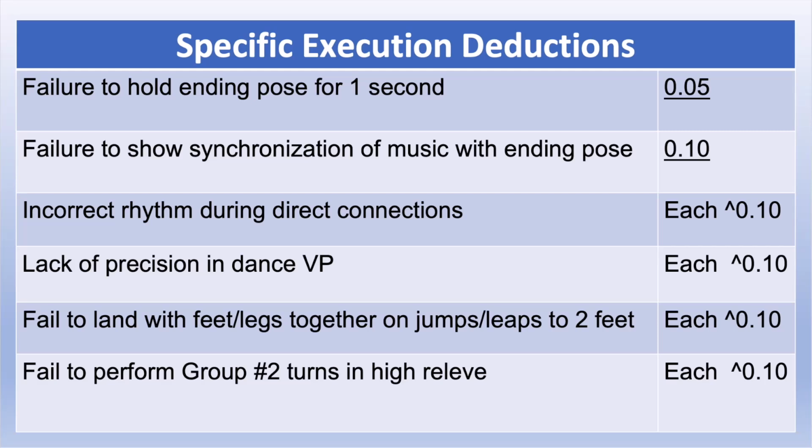Our specific execution deductions, failure to hold the ending pose for 1 full second, failure to show synchronization of music with the ending pose is a 1/10 deduction, incorrect rhythm during connections, up to 1, lack of precision in dance value parts, and you might consider exactness in arm and leg positions in your leaps, jumps, and turns, and exactness of the turns as well. Failure to land with feet and legs together on jumps or leaps to 2 feet are each up to 1, and failure to perform your group 2 turns in high releve is up to 1.